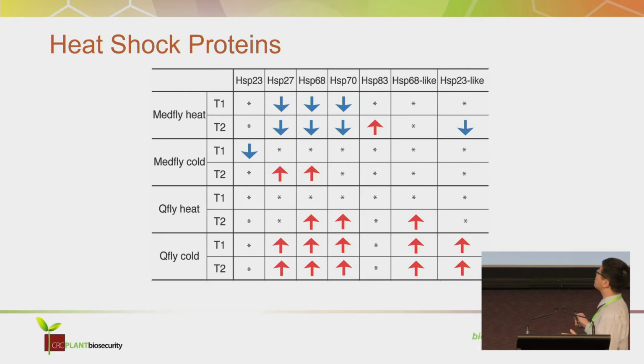So we looked at these 7 heat shock proteins in the medfly and Q-fly, heat and cold treatment, immediately after treatment and at the recovered stage. The blue arrow means their expression goes down significantly, and the red arrow means they go up significantly. So we found that for the heat and the cold, they show very different patterns. And for the medfly and the Q-fly, they also show some difference.